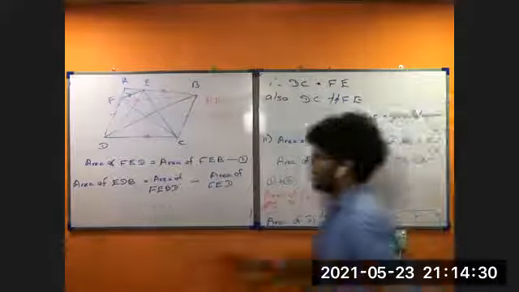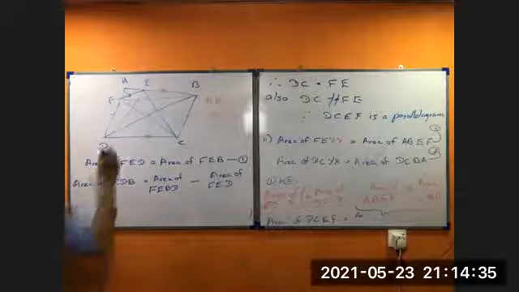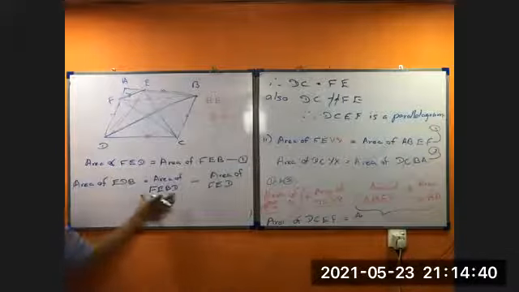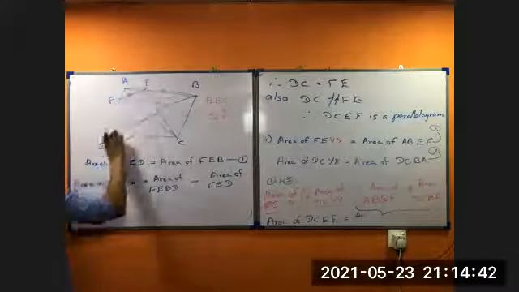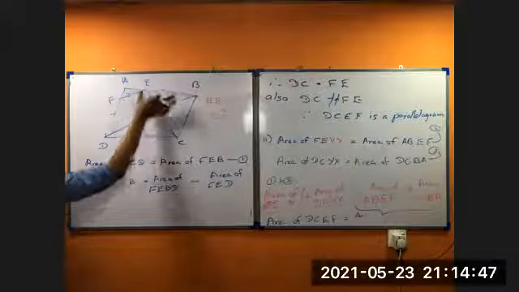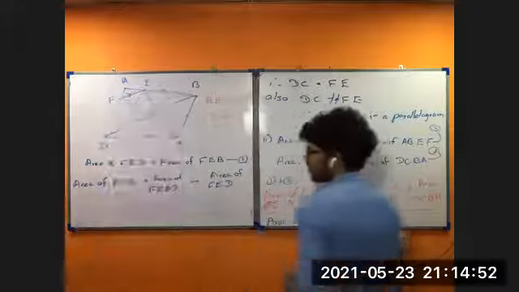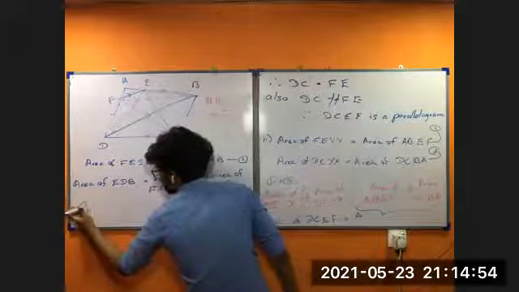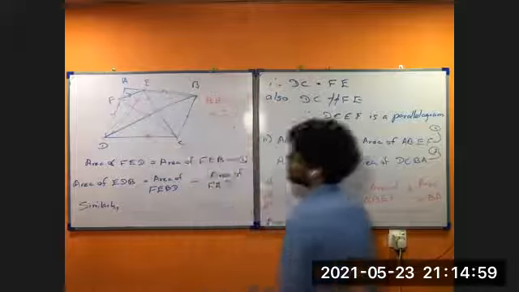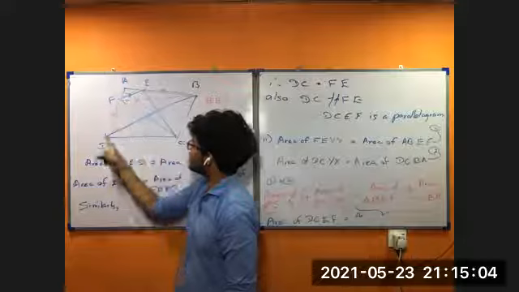So what I did here was, area of EBD triangle is equal to the area of this trapezium, subtract the area of this part. So what is remaining? This part, right? So I hope it's clear. Similarly, you can write for the other triangle. So here we are considering this, right?